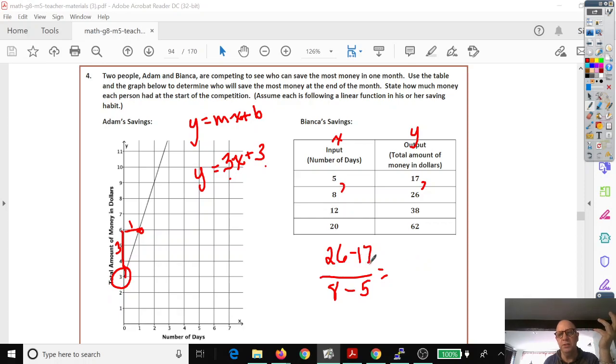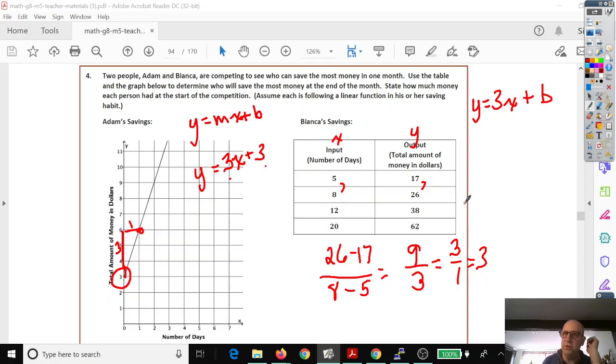Right. So 26 minus 17 is 9. 8 minus 5 is 3. 9 over 3 reduces to 3 over 1, or just 3. So we know she has a slope of 3, but we don't know the intercept.